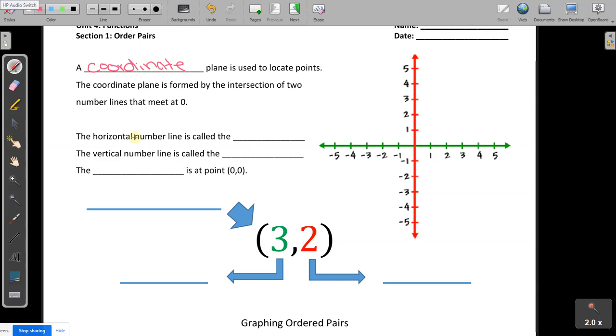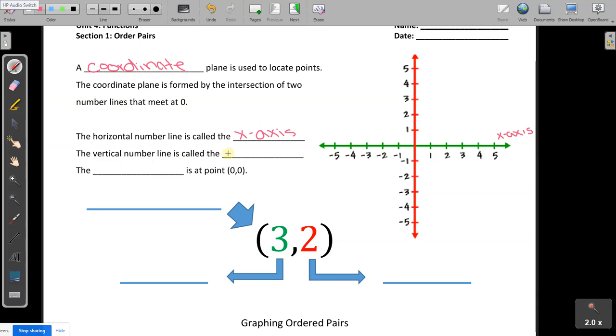The coordinate plane is formed by the intersection of two number lines that meet at 0. So, we have the green number line and the red number line. The horizontal number line is called the x-axis. So right here is the x-axis. It's laying horizontal, think of the horizon.